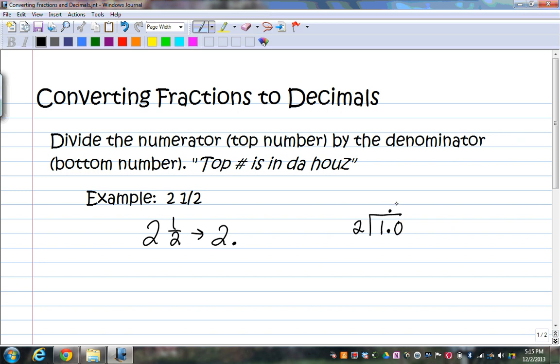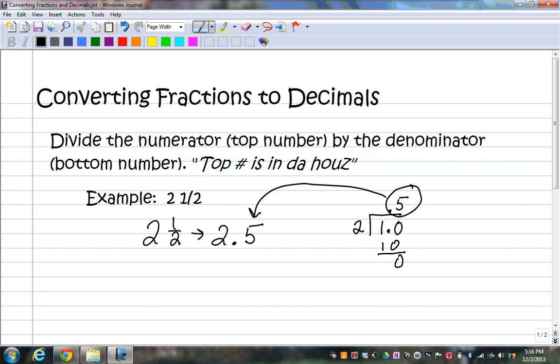2 then goes into 10 5 times. 5 times 2 is 10, and you have a 0 remainder. So the decimal part is 0.5, and that gets put right here. So 2.5 is 2 1/2. That's how you would convert a fraction. Now, if it was just a fraction, then it's just numerator divided by denominator.